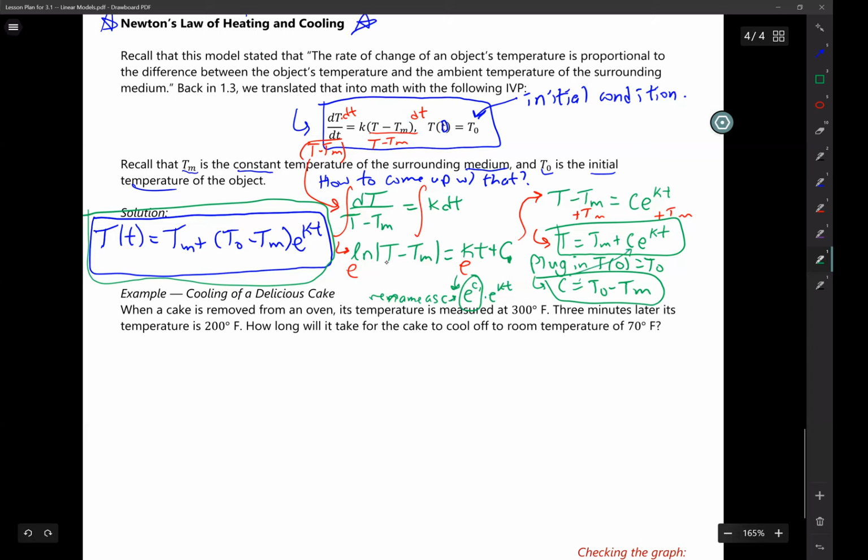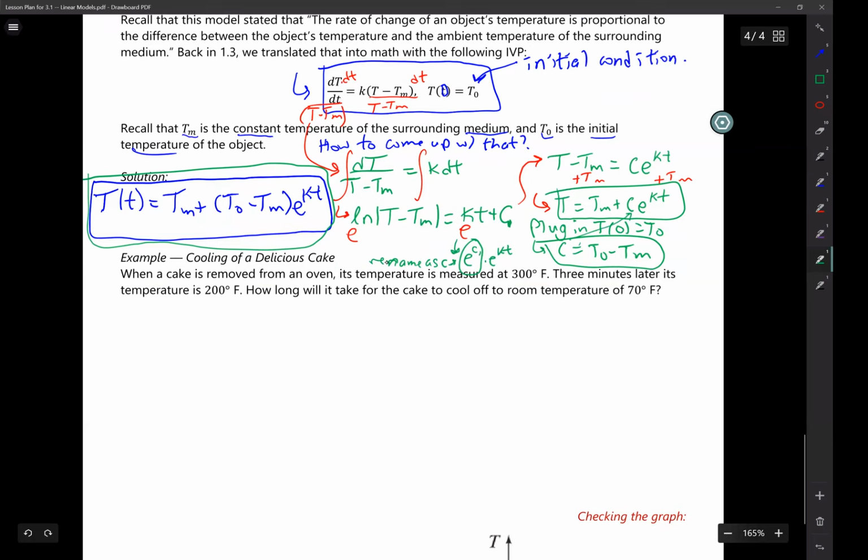So that's really cool. This is a solution to Newton's law. It doesn't matter if it's heating or cooling. Again, the K will take care of that for you. If it's cooling, the K will be negative. If it's heating, the K will be positive. So we don't need to worry about that.